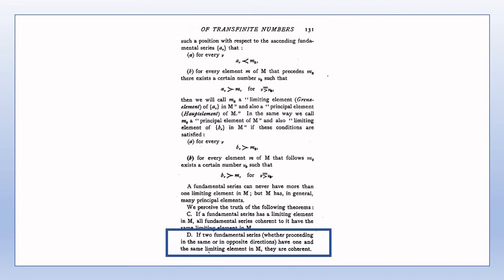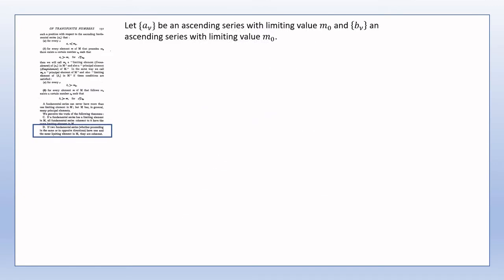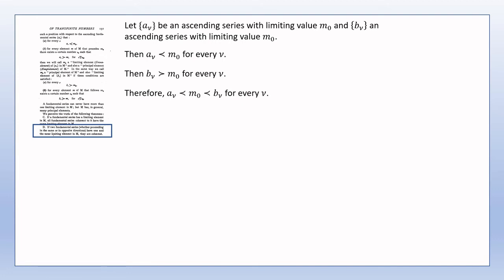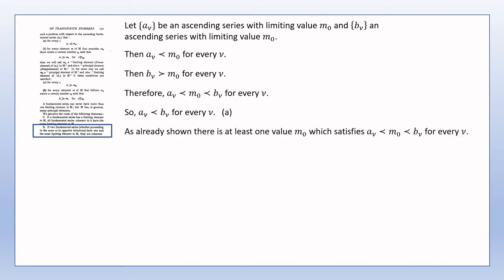Theorem D confirms that two fundamental series which have the same limiting element must be coherent. Some of the details of the proof are shown on the screen for the case of two coherent series proceeding in opposite directions. The other cases are not any more difficult to prove.